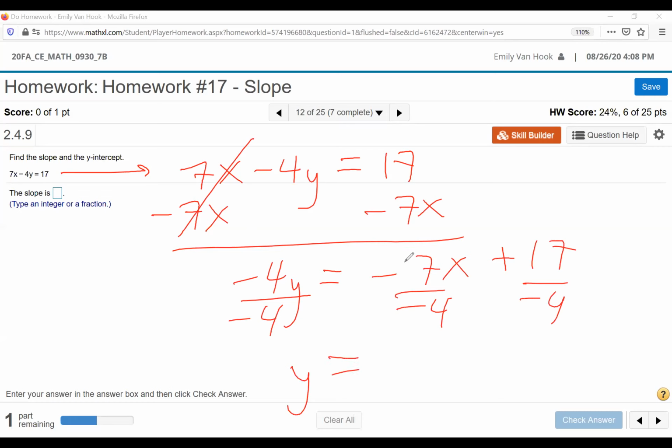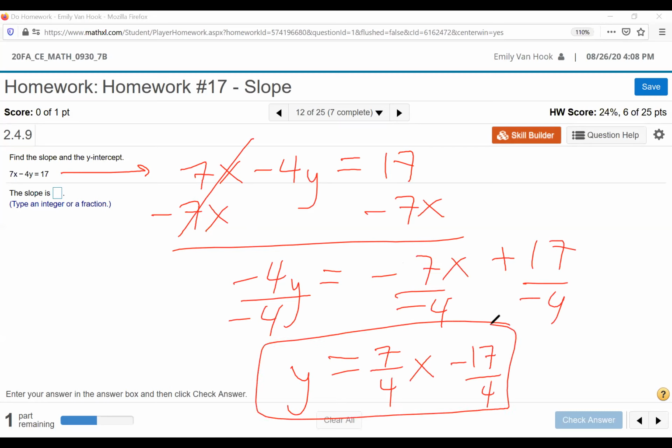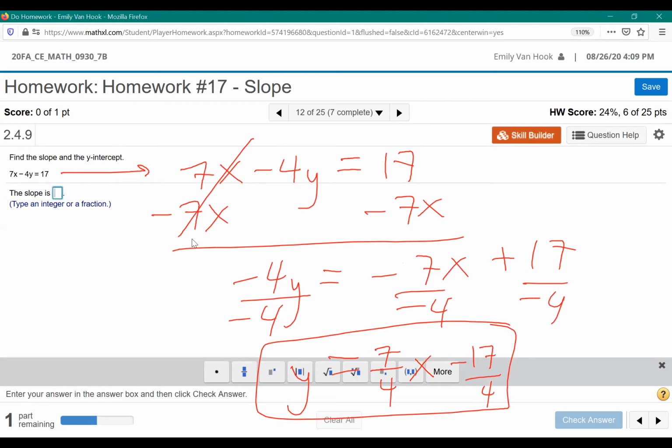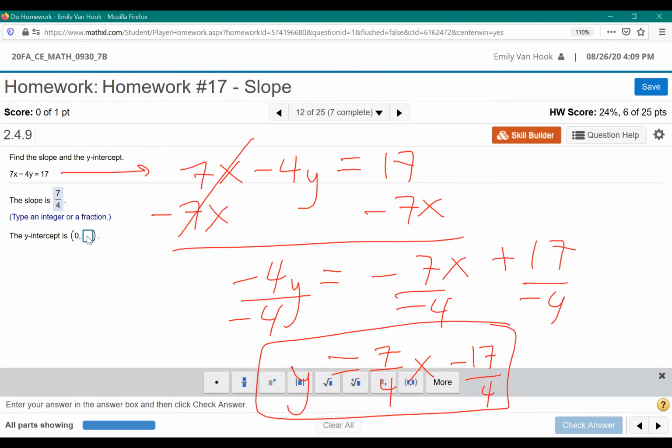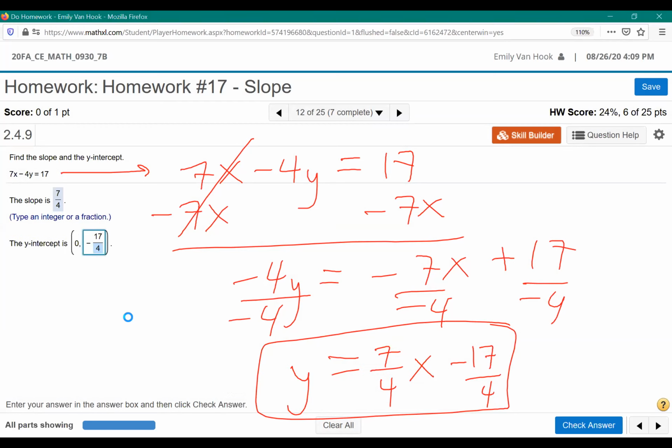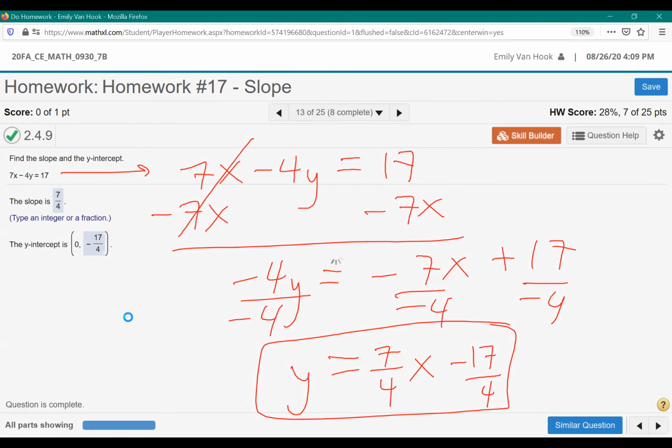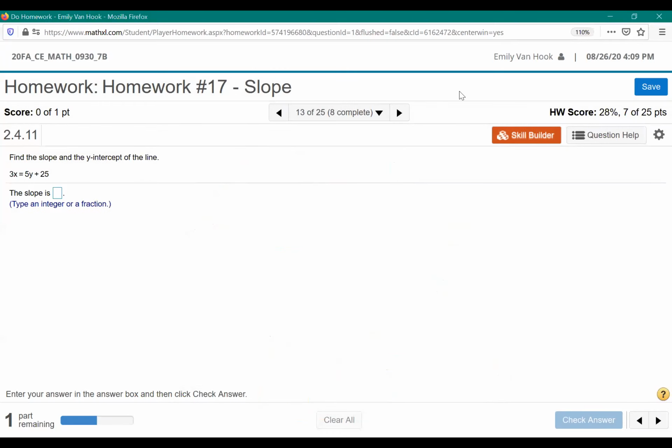Y equals negative 7 over negative 4 becomes positive 7/4 x, and then 17 over negative 4, just write negative 17 over 4. Don't try to give it decimal. I can see in the instructions, type an integer or a fraction. Just keep things as fractions. If they don't simplify, then just write it as it is. So the slope would be 7/4. And then the y-intercept is (0, negative 17/4). And that, fill in the blank. So that one was harder because we had to solve for y first. Number 13 is similar, so I'm going to skip it for now.